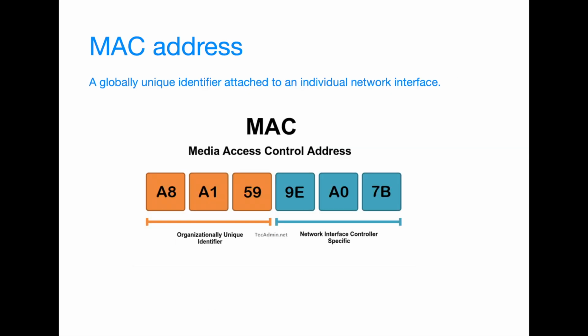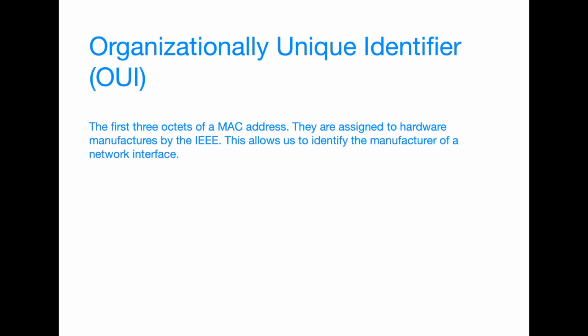One fundamental concept in Ethernet is the MAC address, short for Media Access Control Address. These are 48-bit unique identifiers attached to individual network interfaces, represented in hexadecimal format. A MAC address is divided into two parts. The first 3 octets, known as the organizationally unique identifier, are assigned to hardware manufacturers by the IEEE. This allows us to identify the manufacturer of a network interface.